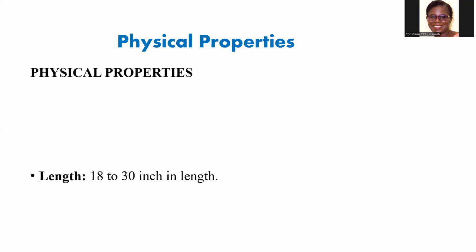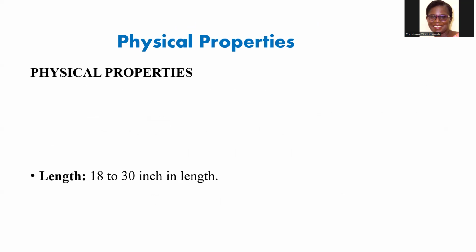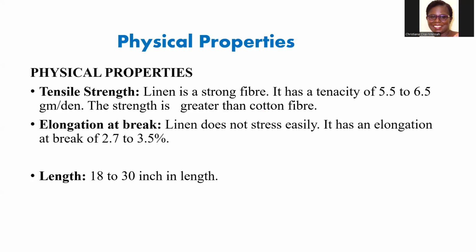Now, let's look at the physical properties of the flax fiber. Flax fiber is very strong. That is the tensile strength. It has a tenacity of 5.5 to 6.5 grams per denier. The strength is greater than cotton fiber. It means that flax is a very strong fiber. Elongation at break: linen does not stress easily. It is inelastic, with an elongation at break between 2.7 and 3.5. If you stretch it, it will break.